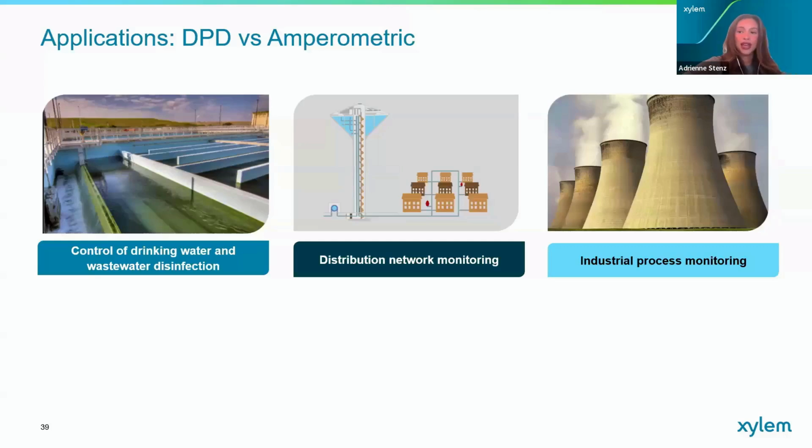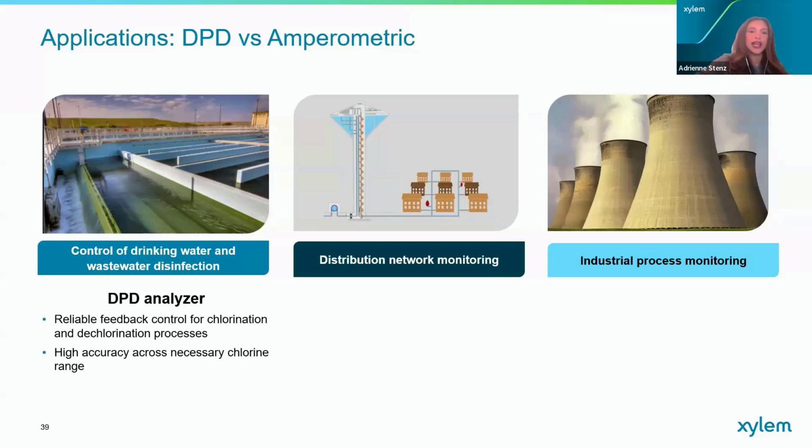When it comes to applications for YSI DPD analyzers and amperometric sensors, for controlling drinking water and wastewater disinfection processes, we typically recommend the DPD analyzer. DPD is a trusted, reliable measurement of free or total chlorine, which is necessary for controlling these types of processes. DPD analyzers have a high accuracy across the range typically used in these processes.